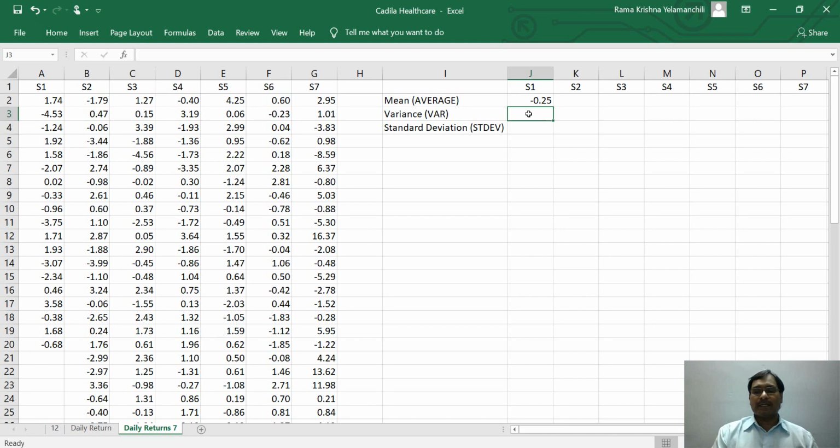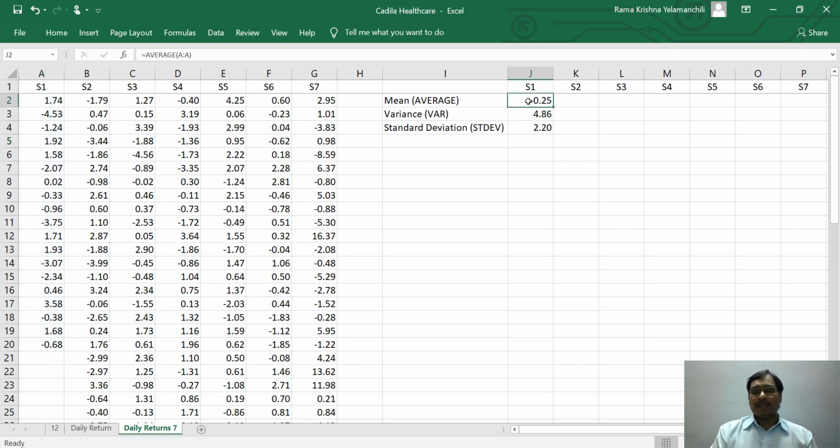Now similarly, to calculate the variance, we use the Excel built-in function VAR. This equals to VAR. Again select the whole column, that is A to A. And don't worry about whether the average is calculated for all the cells or only for observations. Excel will consider only your observations. Blank cells are ignored. Then to calculate the standard deviation, equals to STDEV. This is the built-in Excel function for standard deviation. Again select the column and close the bracket, press the enter key. So your standard deviation is calculated.